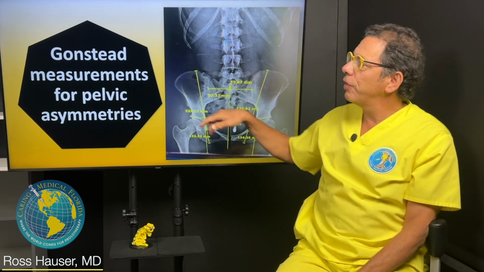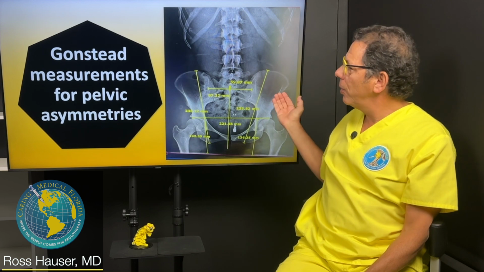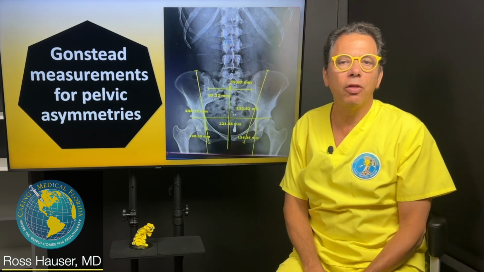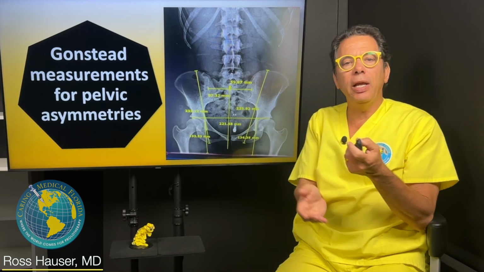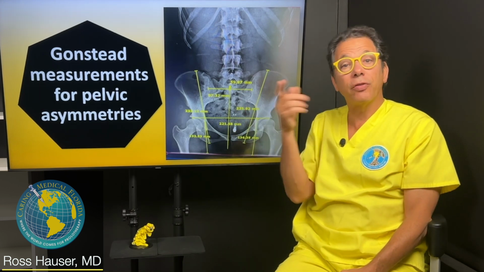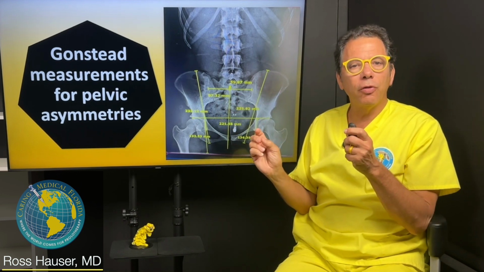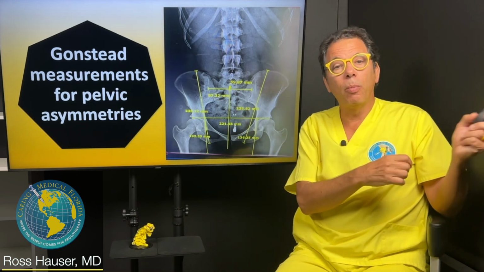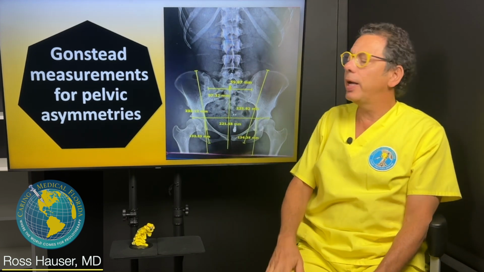So one of the things that we do, not in everybody, but in a lot of people, is Gonstead measurements just to see the 3D anatomy, and that helps us determine somebody needs physical therapy, somebody needs exercises, somebody needs a heel lift, somebody needs prolotherapy in a certain spot, somebody might need mobilization, like maybe the sacroiliac joint is fixed on one side.